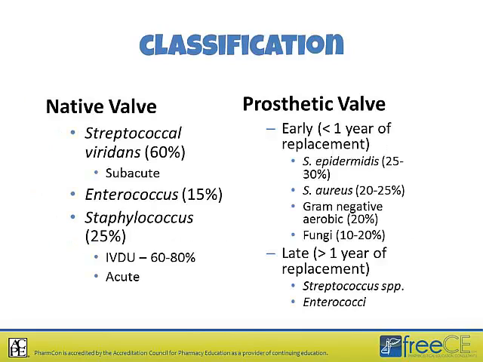There also is classification for native valve versus prosthetic valve endocarditis. And there's also differences in how we treat patients who have a native valve endocarditis versus prosthetic valve endocarditis. Patients with native valve endocarditis most commonly are infected with strep viridans, about 60%. And again, remember, this is subacute. About 15% are infected with Enterococcus, 25% with Staphylococcus aureus. Now, in a patient who has IV drug use or abuse, this number changes, and so these patients, about 60 to 80% of them actually are infected with Staphylococcus, usually Staph aureus.